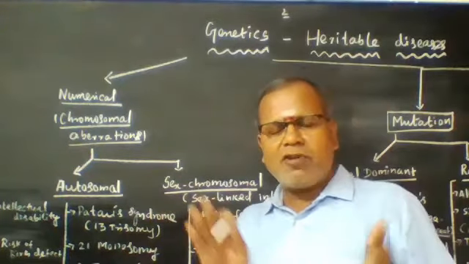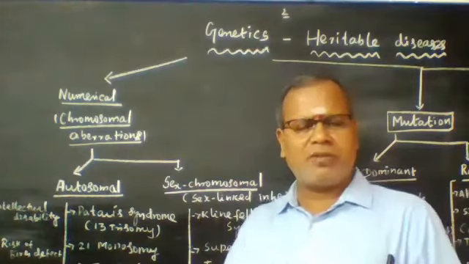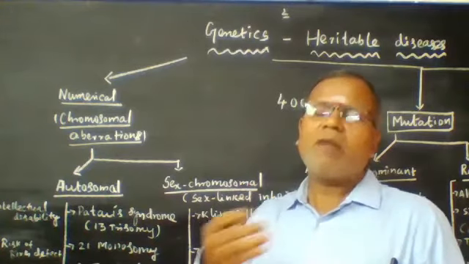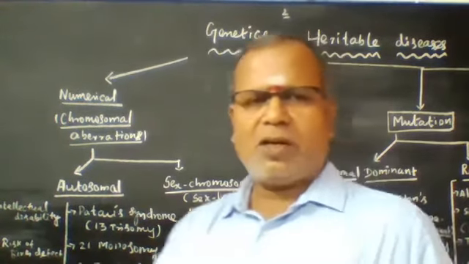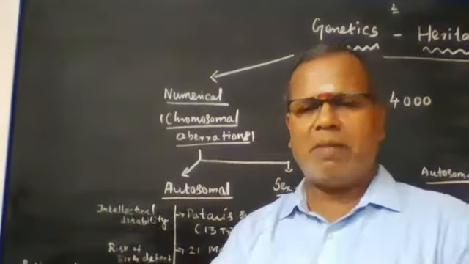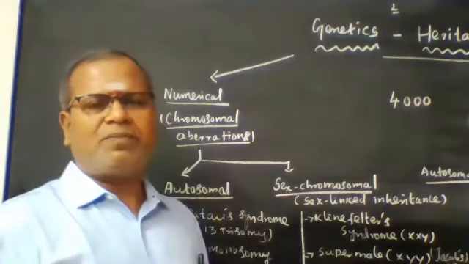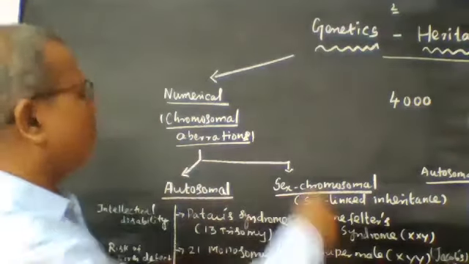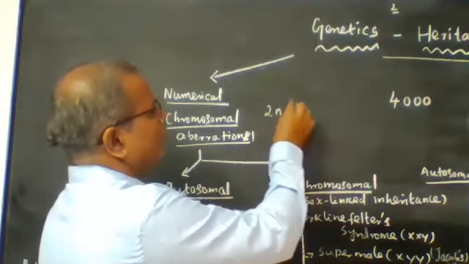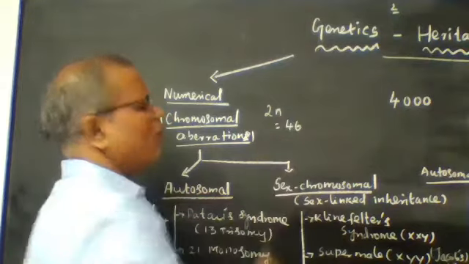In this class, I'd like to give only the disease name and a small description. And from the next class, we will see one by one. First is numerical chromosomal aberration, or numerical chromosomal abnormality, or numerical chromosomal mutation. Normally we have two sets of chromosomes, 2n, which is equal to 46.